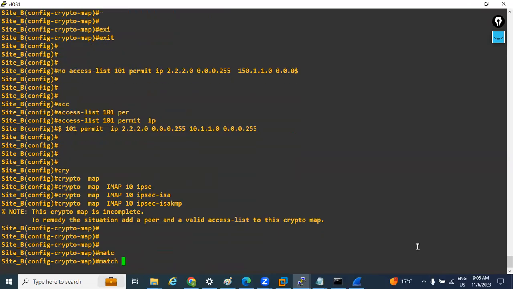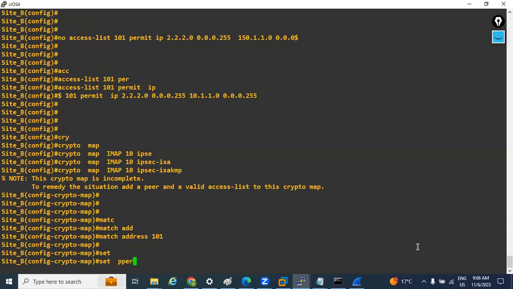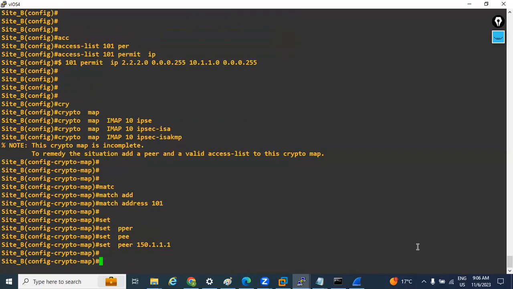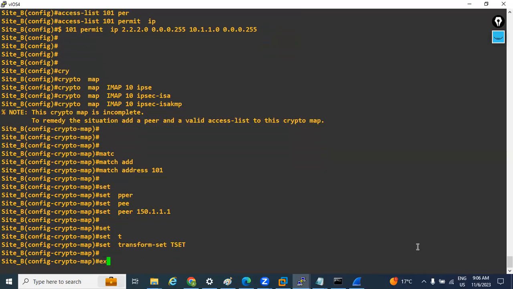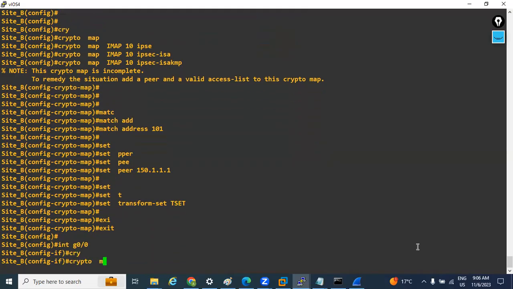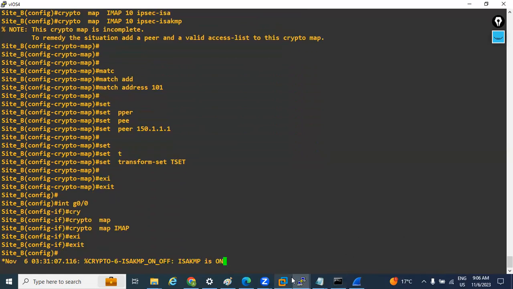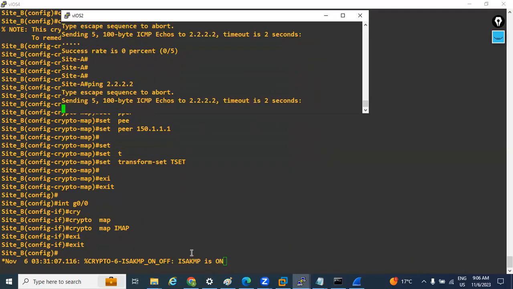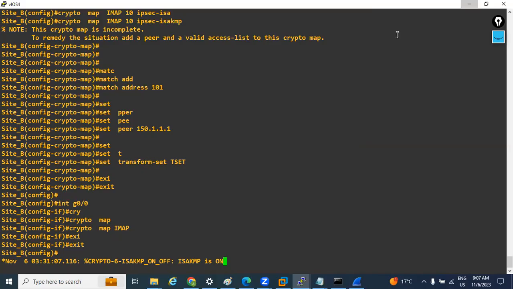And here match address 101. Set peer is already there, which is 150.1.1.1, and set transform set T-set is already there. Apply the crypto map IMAP here. And now if I go back to this, it worked now.